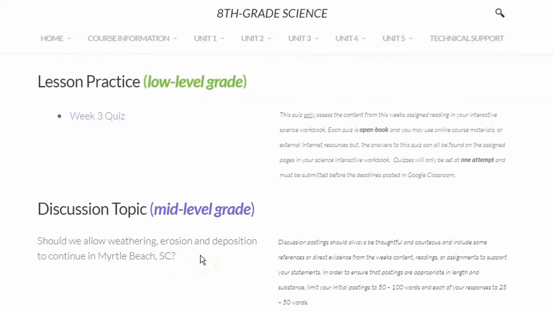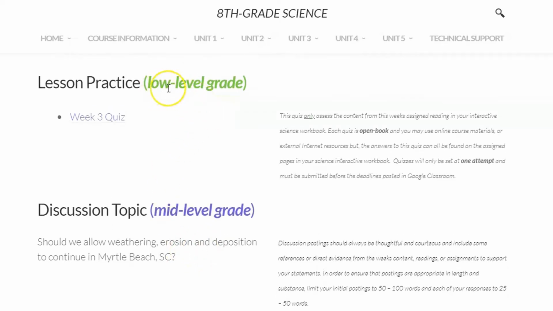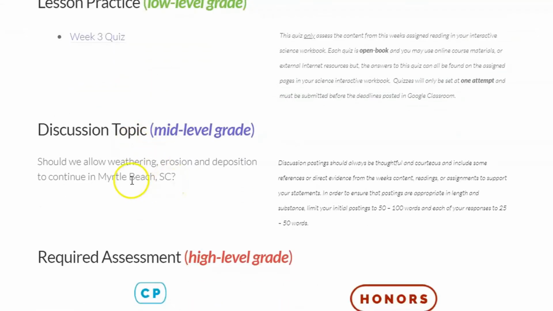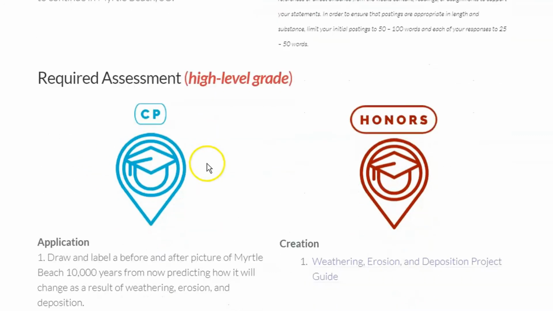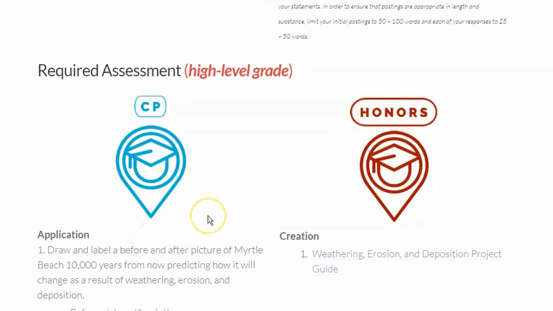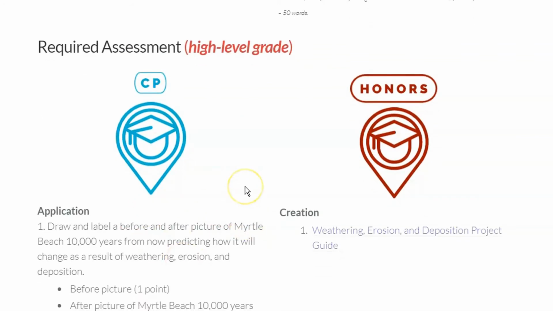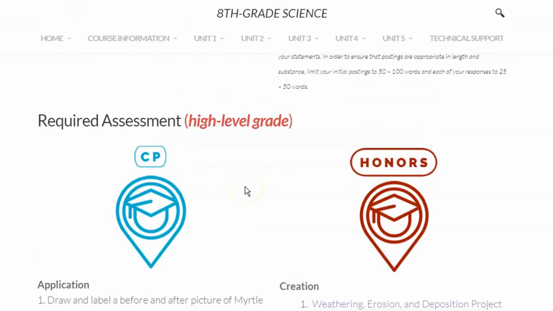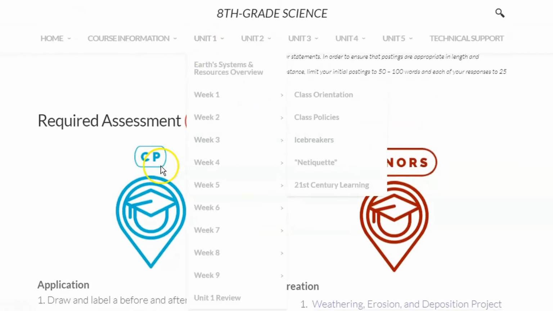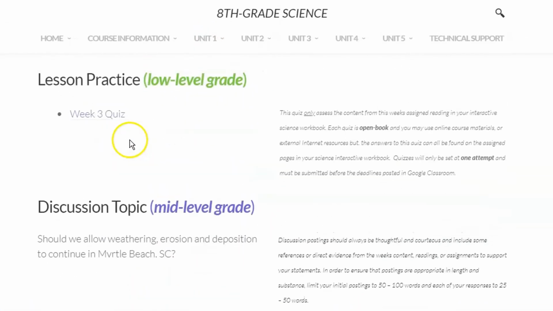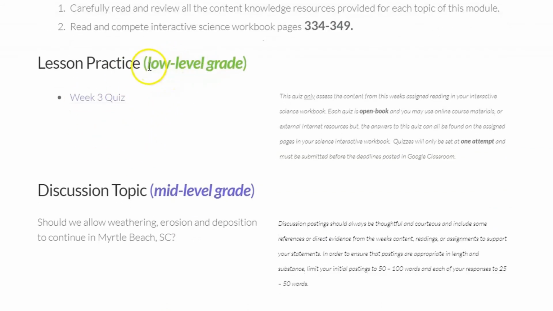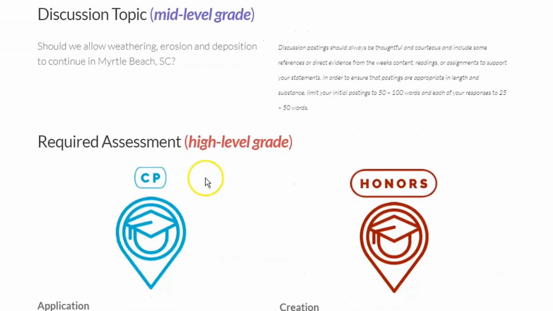The grading policy is essentially these low-level assignments count for 20% of their grade. These discussions will count for 30% of their grade, and then these assessments will count for 50% of their grade. So there should be 9 assessments each semester, or at least the first unit, since there's 9 weeks, and there should be 9 discussions and 9 practice assignments, and that's their grading policy. It will be 20, 30, 50%.